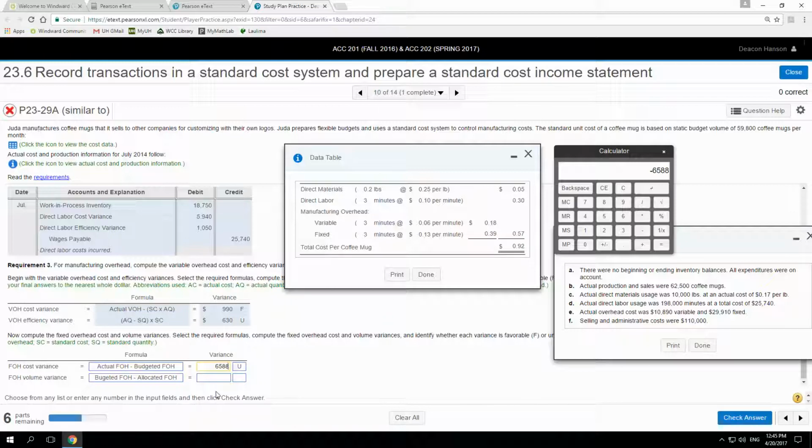And then finally, we should have kept that budgeted figure, but we'll do it again. Fixed budget 39 cents, 0.39 times the static volume up here at the top, 59,800. Keep that handy. We're going to take that budgeted figure, put that in memory, and subtract the allocated amount. So how much was allocated? That's the question here. How much fixed overhead was allocated to work in process? And we can come over here and take a look.